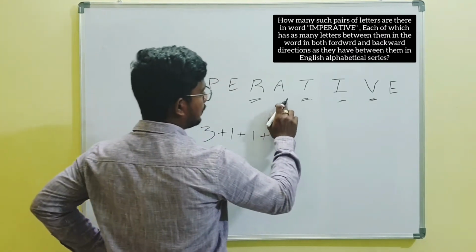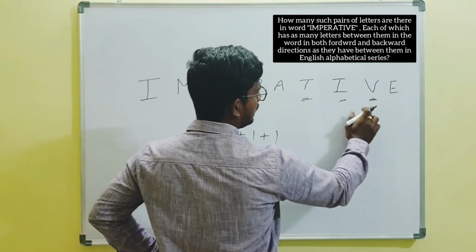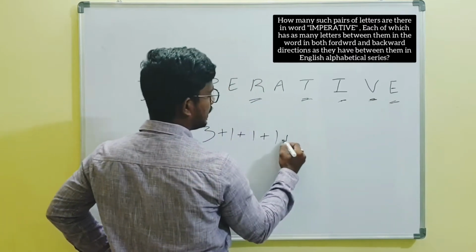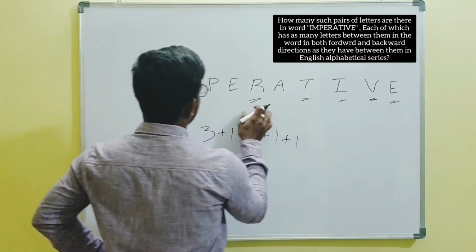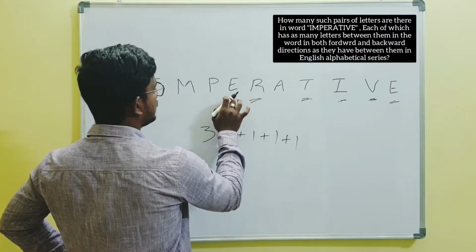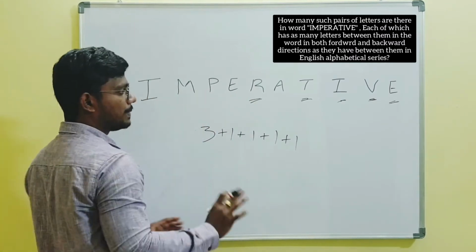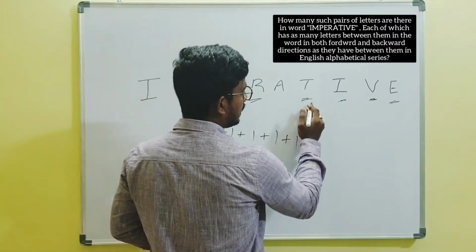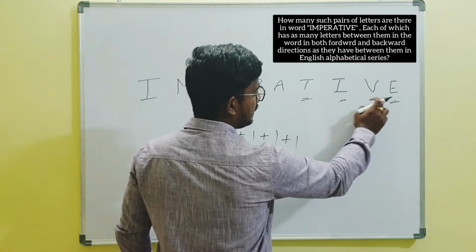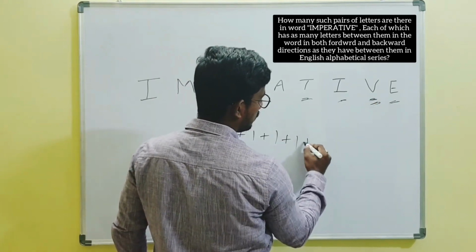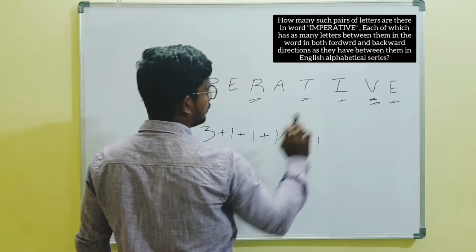And taking the next alphabet A, B, C, D, E. So here one more pair of letters is formed, and coming to the opposite direction, B, C, D, E, F. No pair of letters is formed. And taking T, U, V, W. See here V is matched. So one more pair is formed.